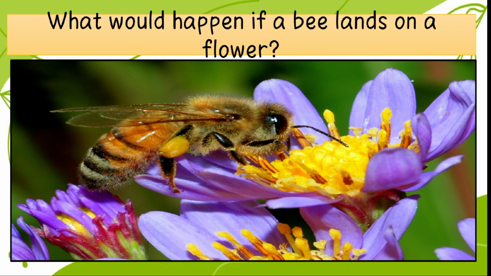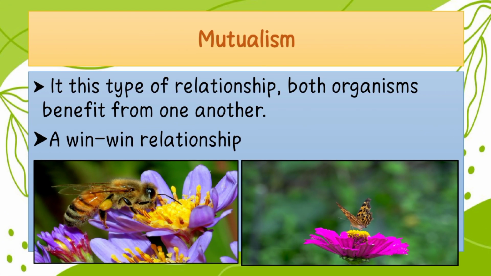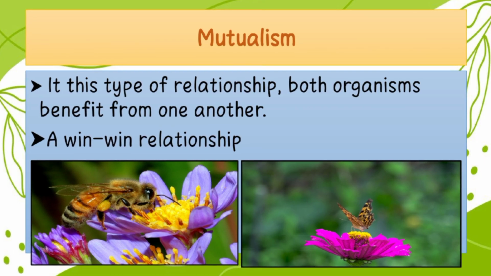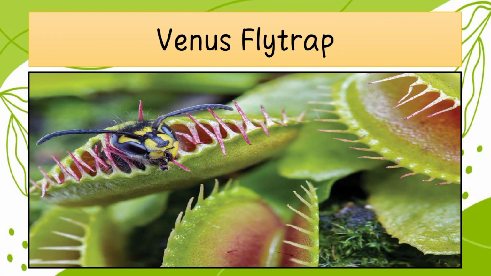Next question. What would happen if a bee lands on a flower? What is mutualism? In this type of relationship, both organisms benefit from one another. A win-win relationship. Here is the picture of Venus flytrap.